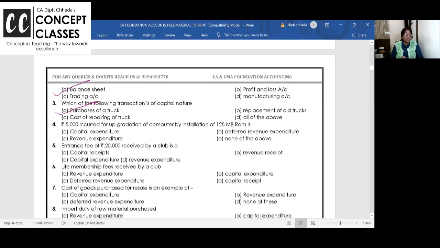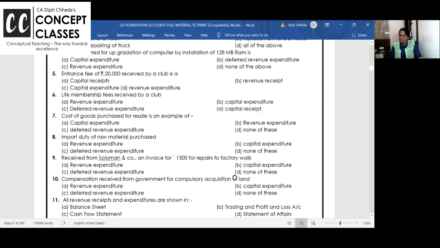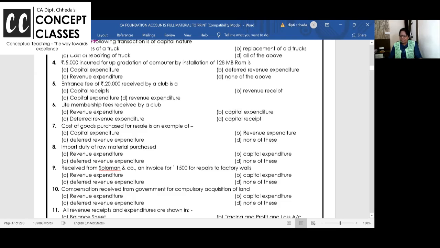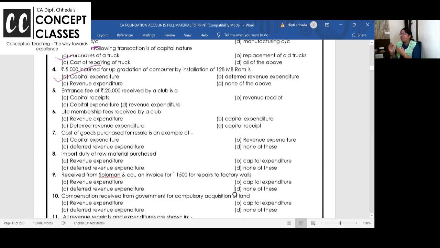5,000 incurred for upgradation of the computer and installation of the RAM and all. Capital expenditure, deferred revenue, or none? Capital. Same laptop or computer, if you are increasing the RAM and memory and all, the benefit will go a very long way. So capitalize.